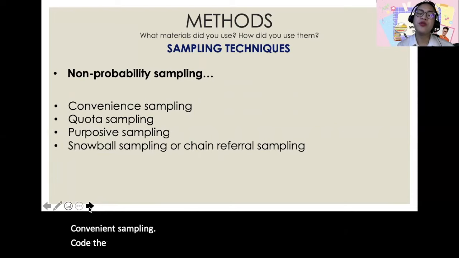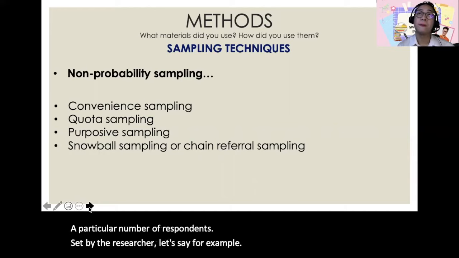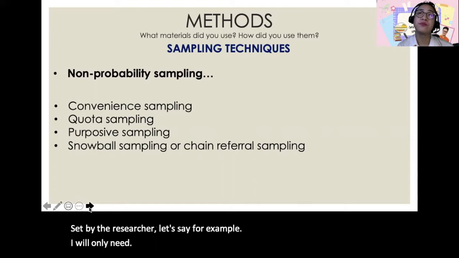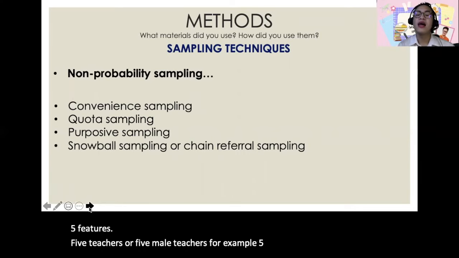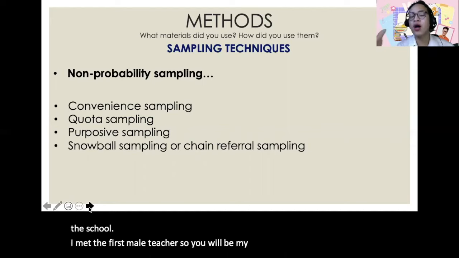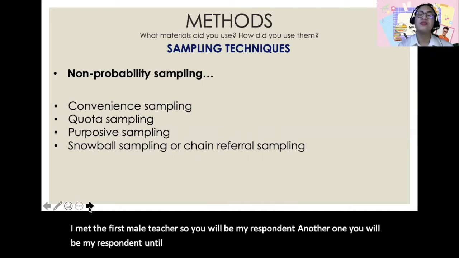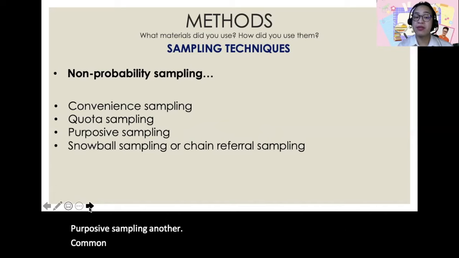Quota sampling. From the word itself, quota, you just have to meet a particular number of respondents set by the researcher. Let's say, for example, I will only need 5 teachers, or 5 male teachers. As I get into the school, I meet the first male teacher, so you will be my respondent. Another one, you will be my respondent, until I meet the 5 male teachers. So quota sampling.